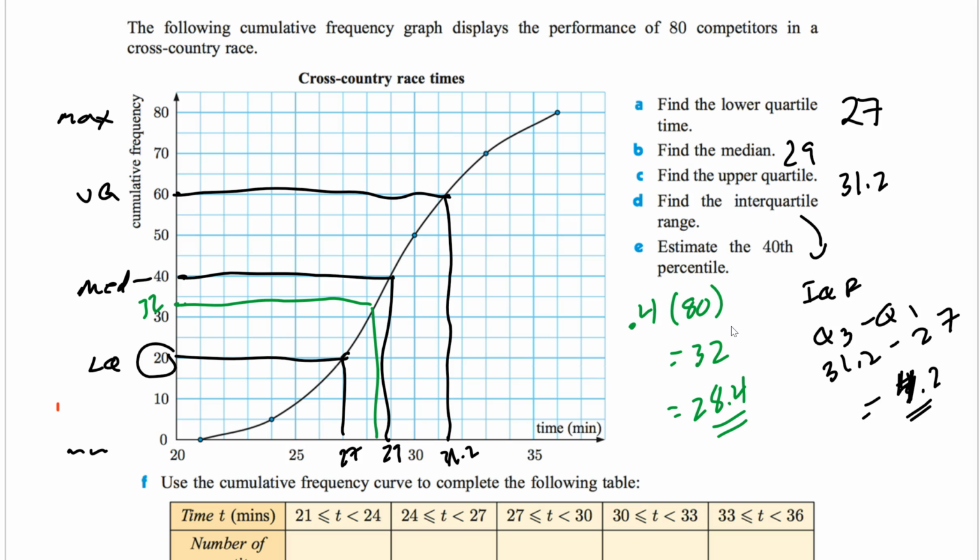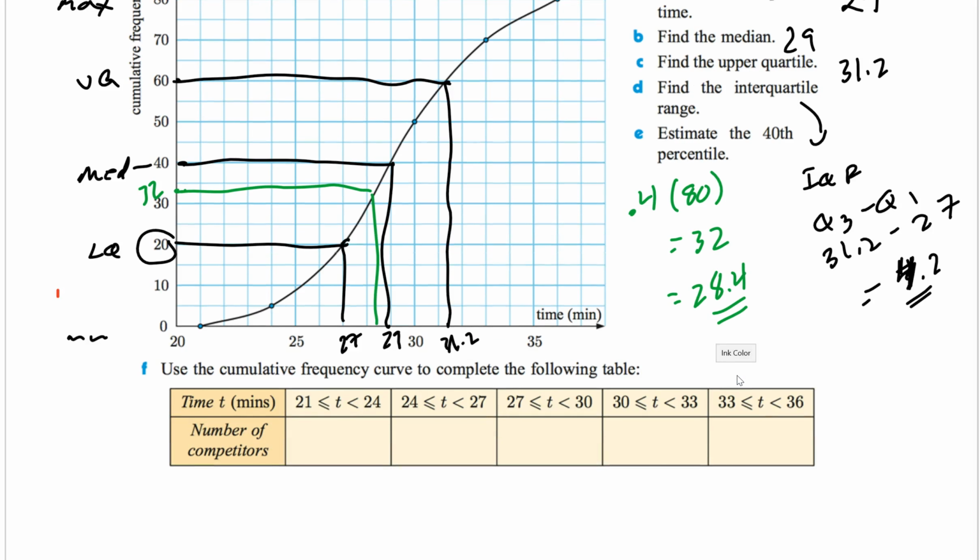If they would have said top, I would have done it a little differently. I would have gone from the 80. So if they would have been top, I would have gone 32 down and gone across. But they just said percentile. Now the last part of this people have a hard time with, for some reason, is this right here. They want you to fill out the following table.